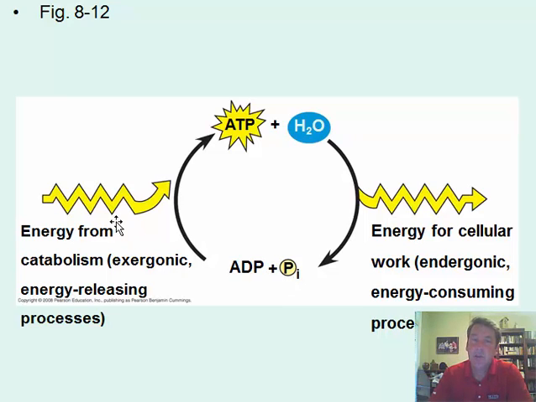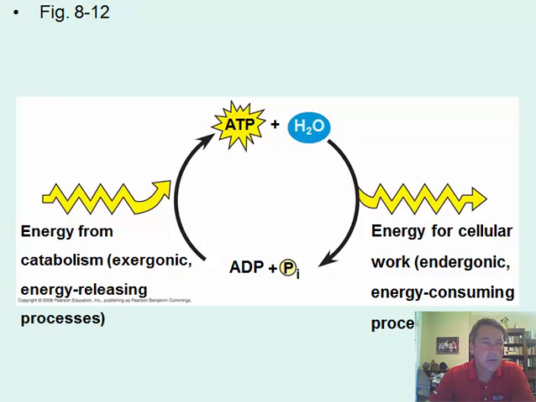Now, energy can come in through catabolic reactions. So a catabolic reaction is one where energy comes in and can bond phosphates back to ADP, giving us more ATP that can be used to fuel reactions in our cells.